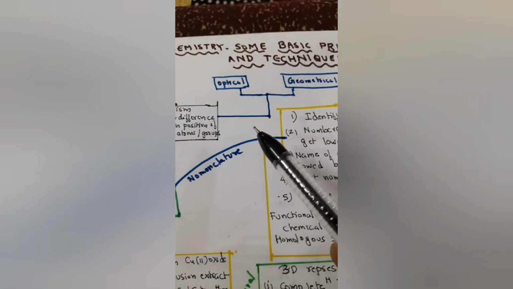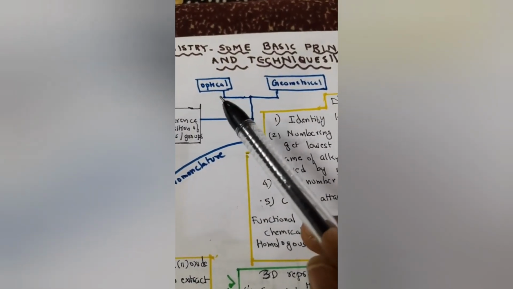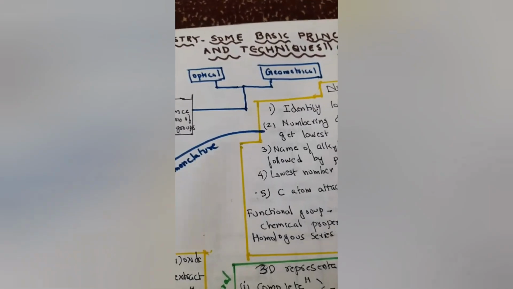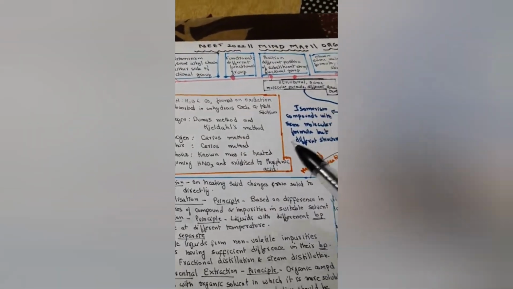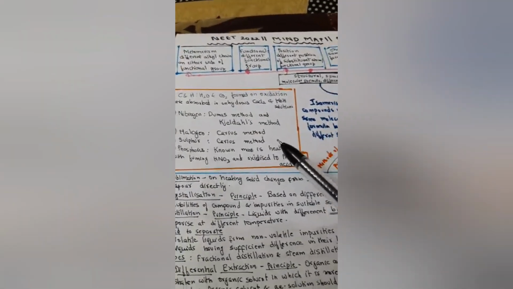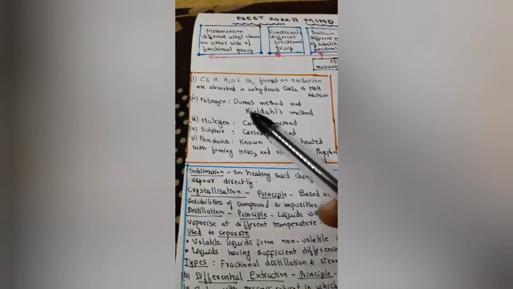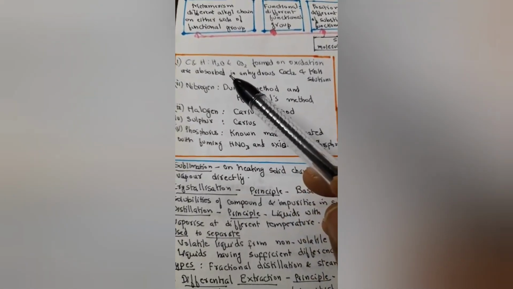Now next we will see stereoisomerism. Under stereoisomerism comes geometric isomerism and optical isomerism. Now we can see here the different forms of carbon and hydrogen. Carbon and hydrogen form water and carbon dioxide on oxidation. These are absorbed in anhydrous calcium chloride and KOH, potassium hydroxide solutions.